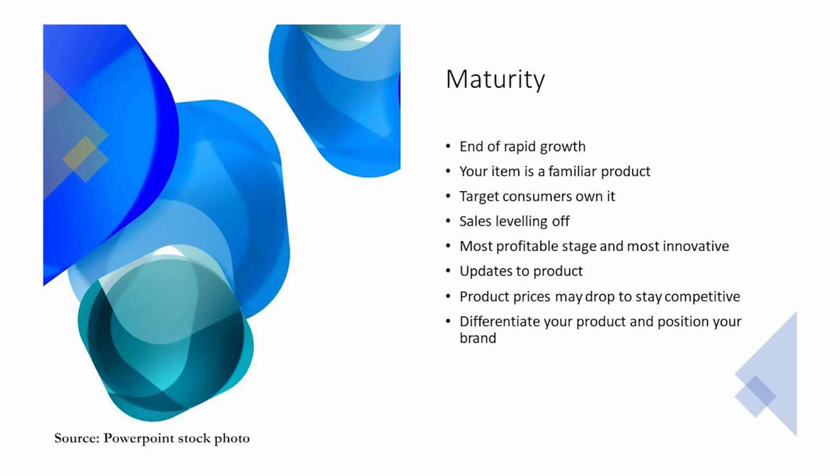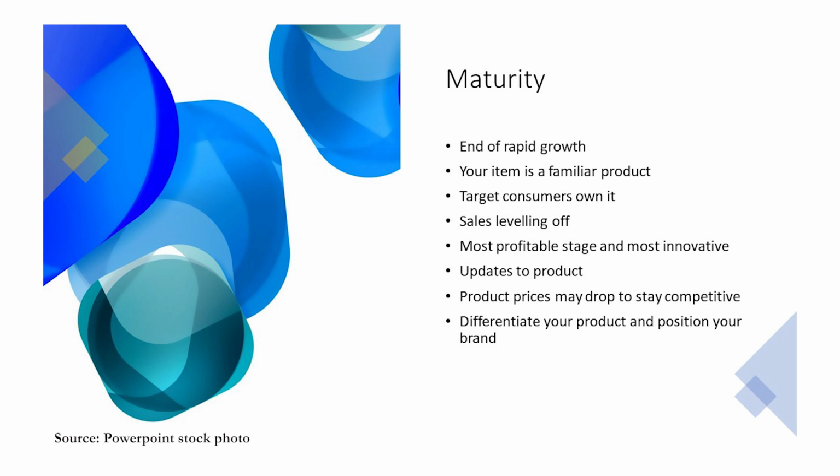And then once you have gone through growth, then the product matures. So, there is the end of the rapid growth. Your item is a familiar product, lots of people around you have it. The target consumers own it, whoever the companies had targeted, they own it. The sales are leveling off. Okay, so, there is no more quarter on quarter increase in the sales.